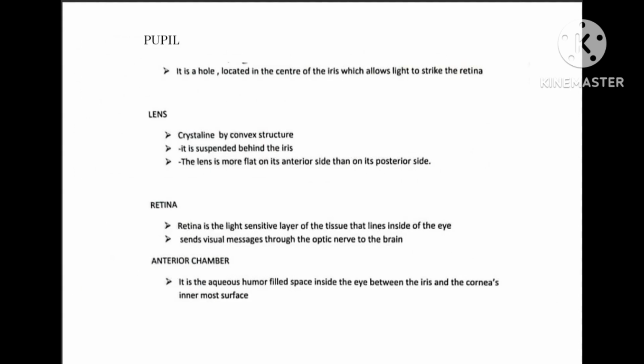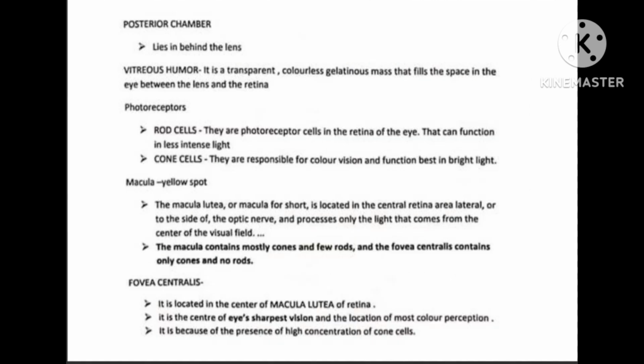Next one is pupil. It is a hole located in the center of the iris which allows light to strike the retina. Then lens. Lens is a crystalline biconvex structure. It is suspended behind the iris. The lens is more flat on its anterior side than on its posterior side. Retina. Retina is the light sensitive layer of the tissue that lies inside of eye. Sends visual message through the optic nerve to the brain. Anterior chamber. It is an aqueous humor filled space inside the eye between the iris and the cornea's innermost surface. Posterior chamber lies behind the lens.